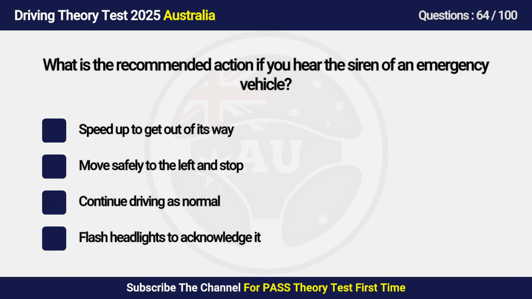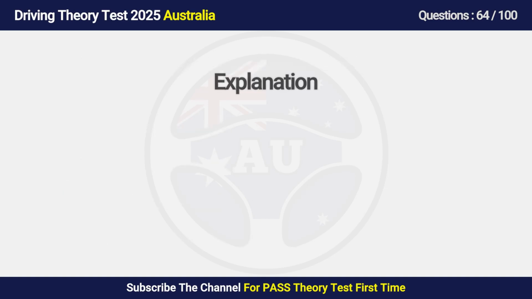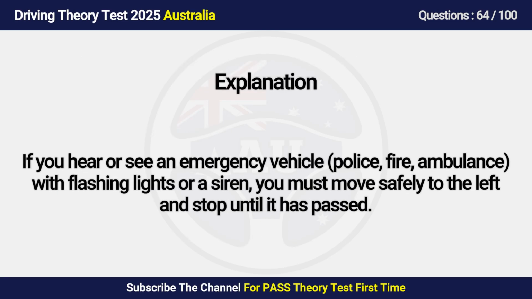A. Speed up to get out of its way. B. Move safely to the left and stop. C. Continue driving as normal. D. Flash headlights to acknowledge it. Answer is B. Move safely to the left and stop. If you hear or see an emergency vehicle, police, fire, ambulance with flashing lights or a siren, you must move safely to the left and stop until it has passed.